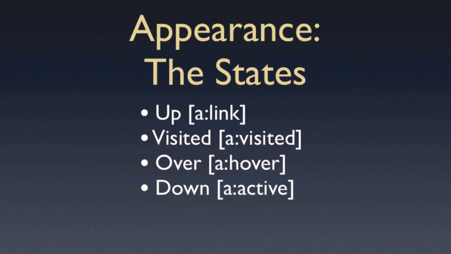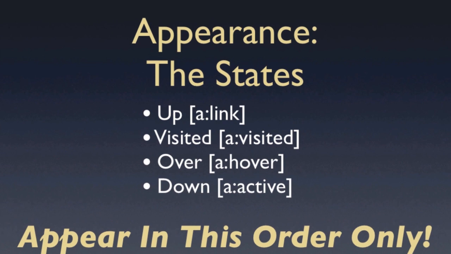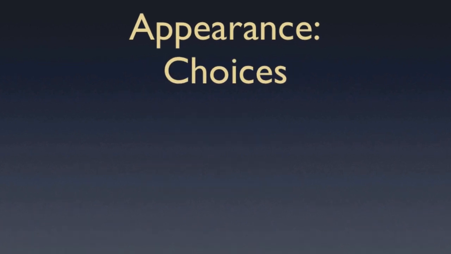So we have these four states, and as I say, we have to think about how we want to signal each one of them. Now, one critical point is when we create these states or edit them later, the final order has to be exactly what you see here. Up, visited, over, and down. And if they don't have this particular order, your links are not going to work properly.